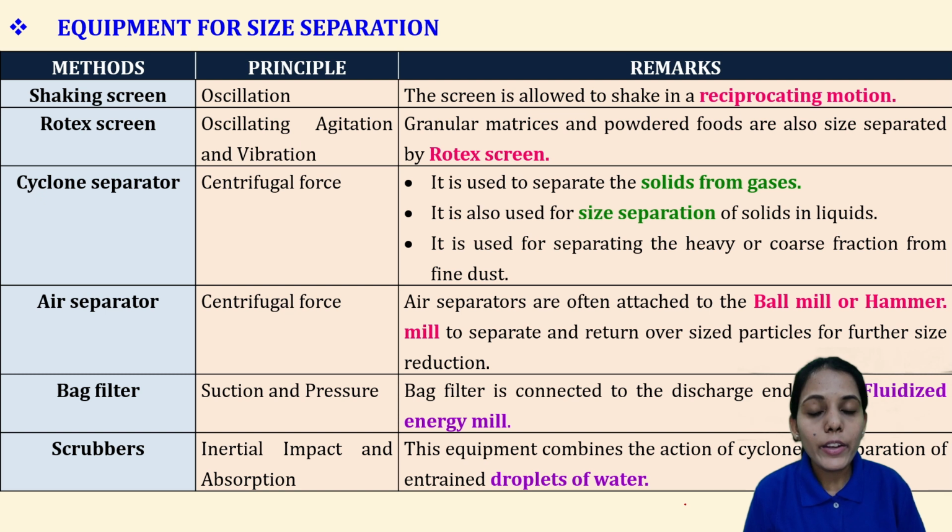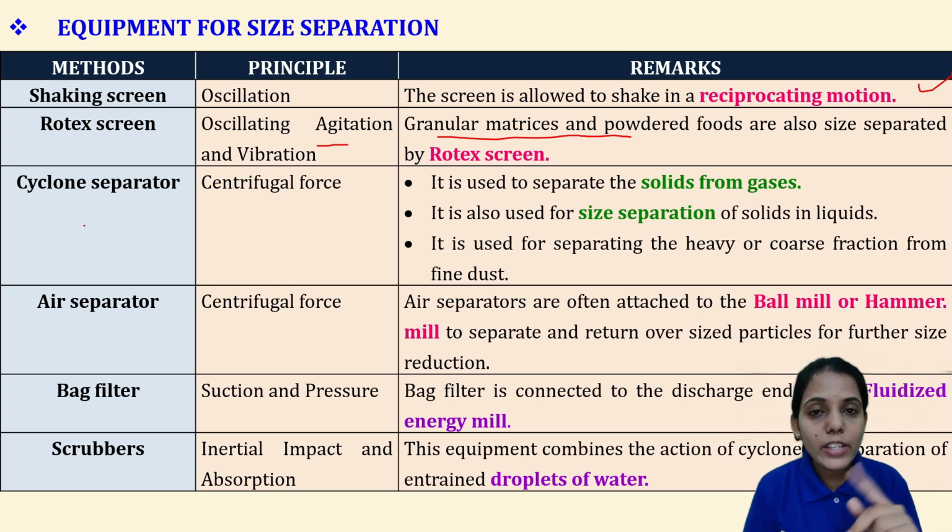Now, equipment for size separation. Shaking screen: shaking in terms of oscillation. The screen is allowed to shake in a reciprocating motion, so because of the shaking, larger particles come first and the smaller particles come later. Rotex screen: oscillating, agitation and vibration are the principle. Granular matrices and powder foods are also size separated by Rotex screen.